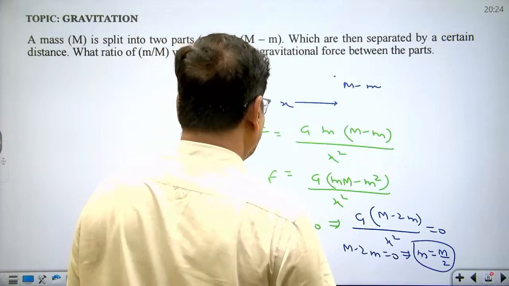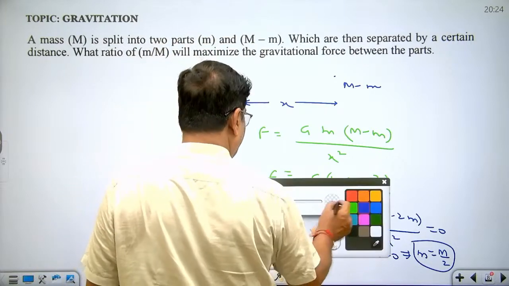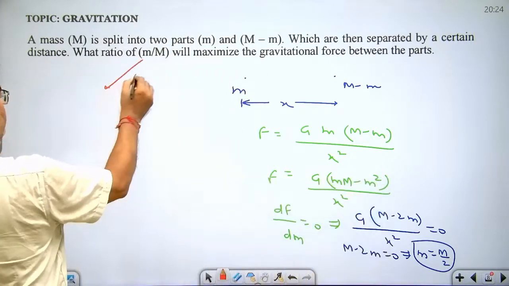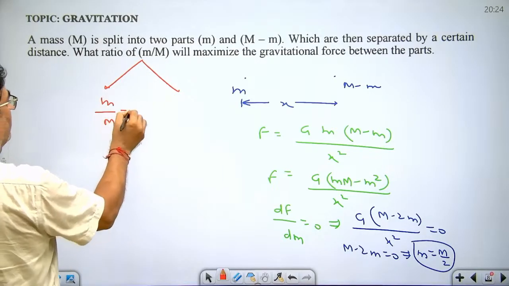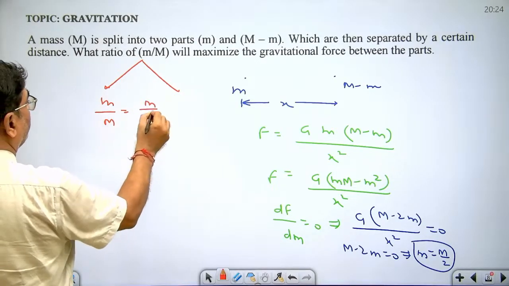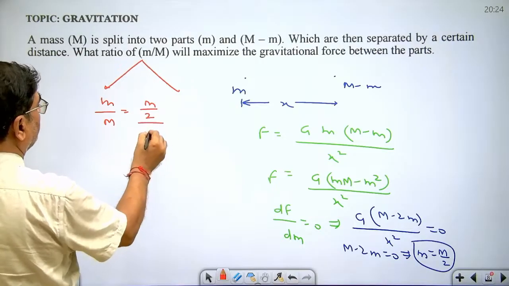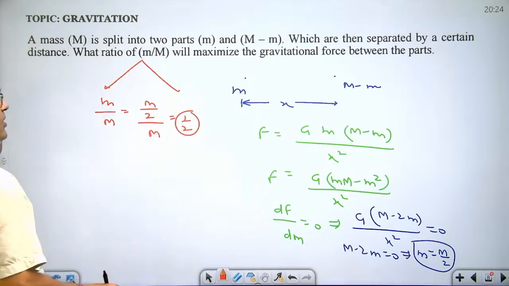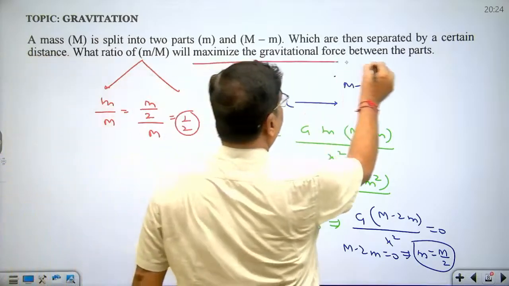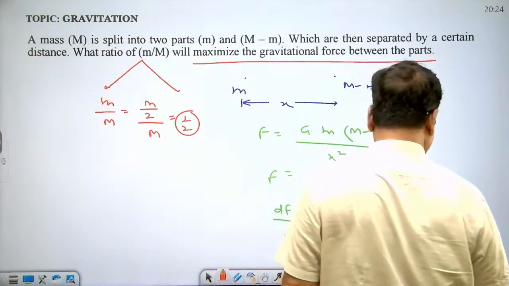So the masses will be equal in proportion. So the two masses, m by M, this m is M by 2. So the answer is 1 by 2, to get maximum gravitational force between the parts. This is the answer.